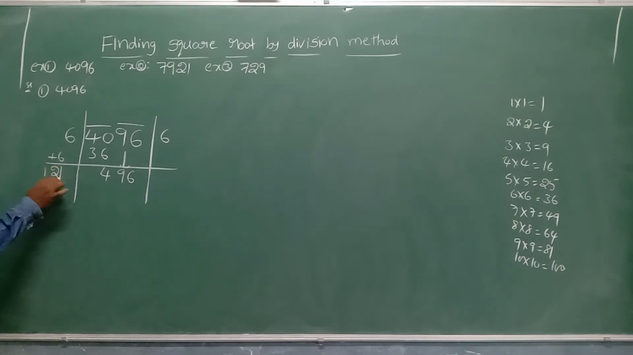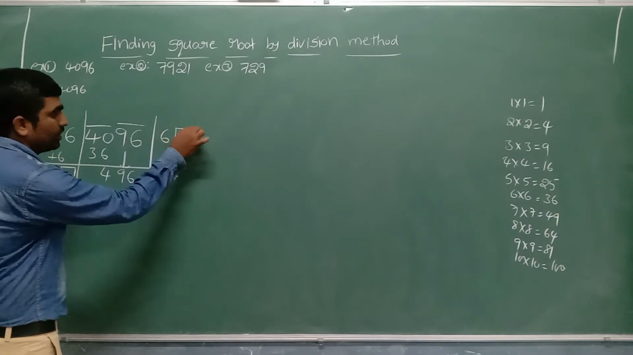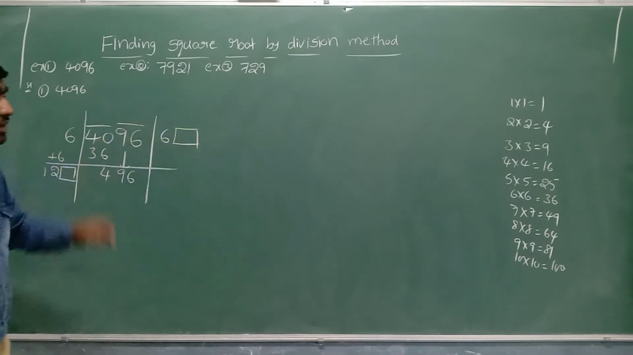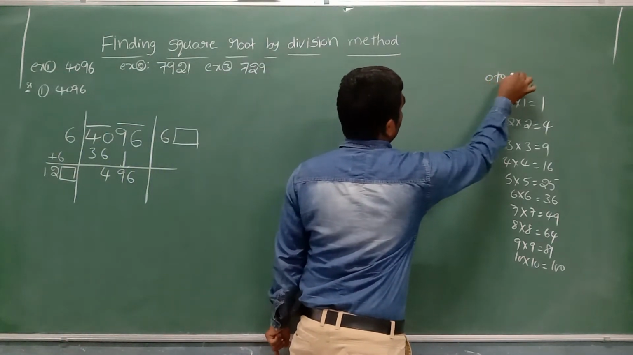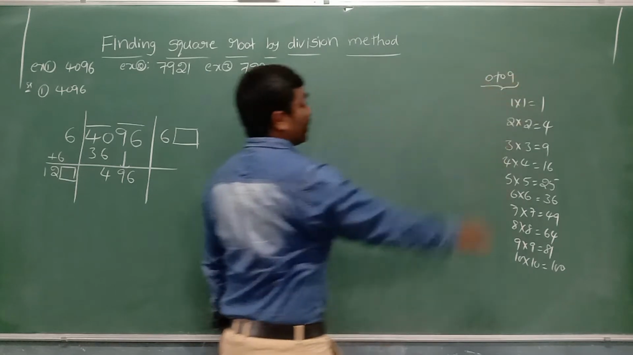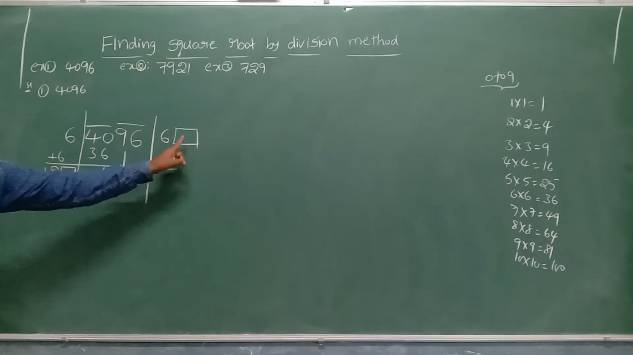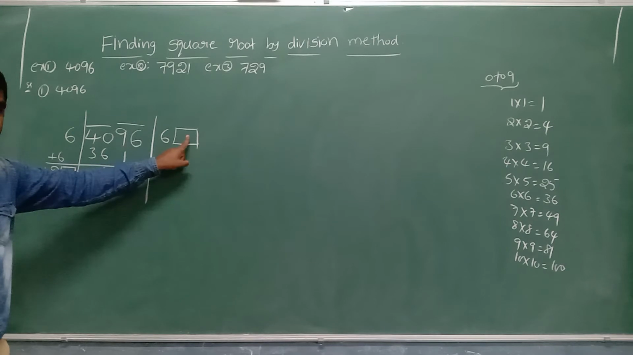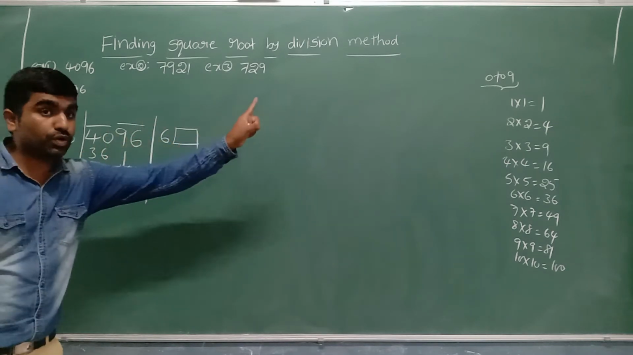Now beside the 12, we will keep a box, and do the same thing in the quotient place also. Now in that box, we have to write a suitable digit. Digits are nothing but 0 to 9. Write any one suitable digit from 0 to 9, and make sure that in both the boxes we write the same digit. If I write 5 here, here also 5. 7, 7.